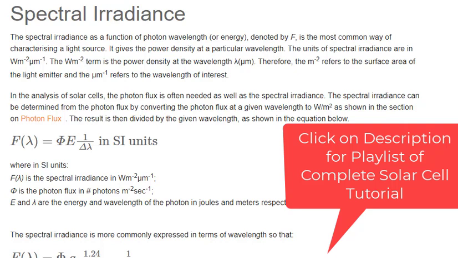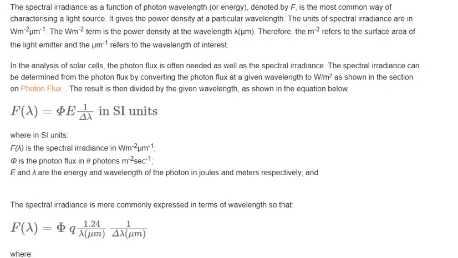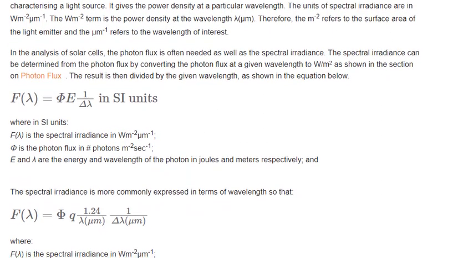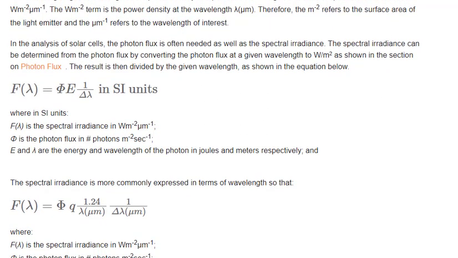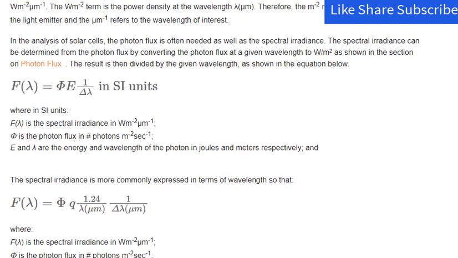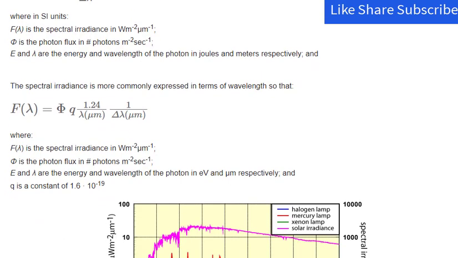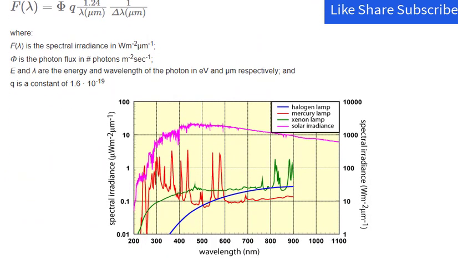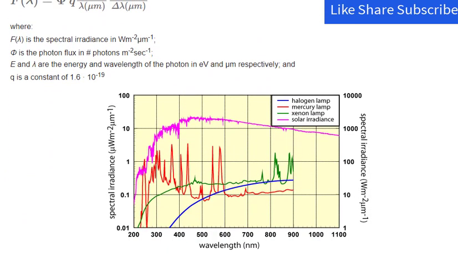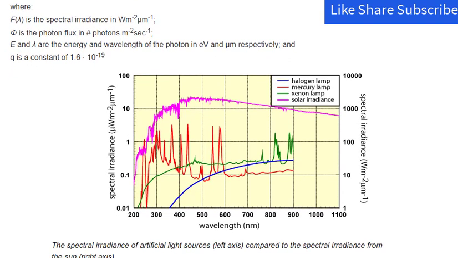The spectral irradiance as a function of photon wavelength or energy, denoted by F, is the most common way of characterizing a light source. It gives the power density at a particular wavelength. In the analysis of solar cells, the photon flux is often needed as well as the spectral irradiance. The spectral irradiance can be determined from the photon flux. The result is then divided by the given wavelength, as shown in the equation below.